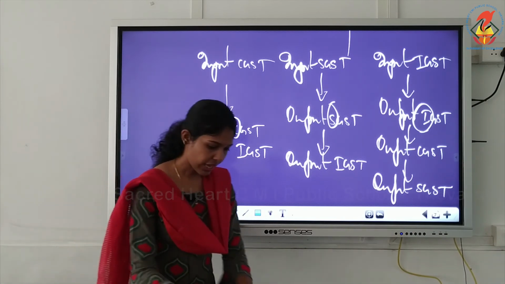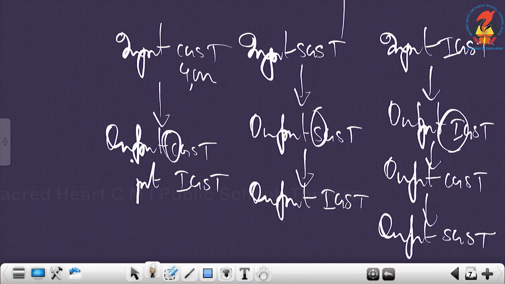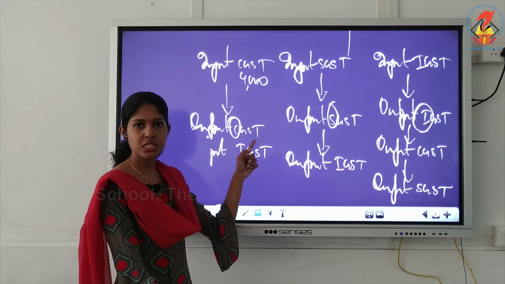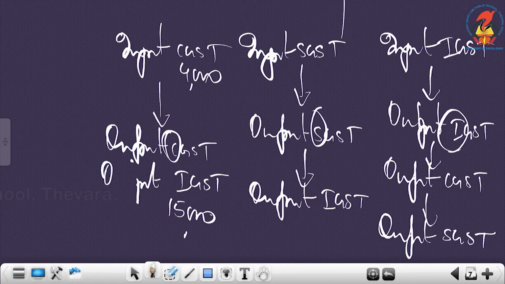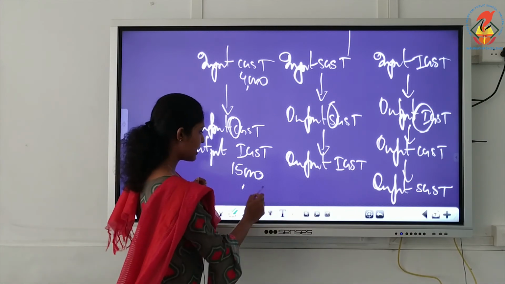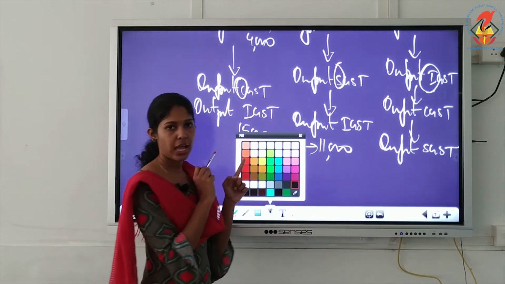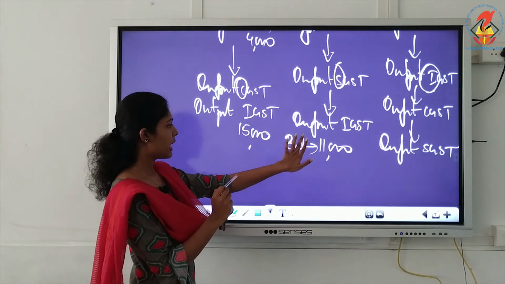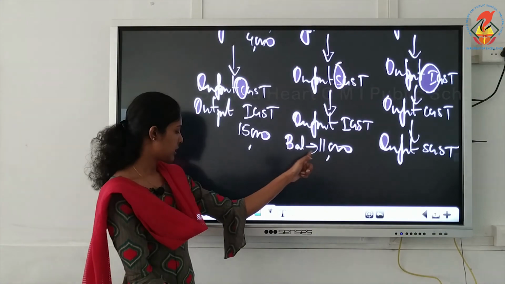Okay, now here we have input CGST, an amount of 4,000. Then see whether we have output CGST. We don't have, but we have output IGST 15,000. Okay. So from 15 you can meet this 4. There will be a balance of 11,000. Balance of 11,000 in output IGST. 15 minus 4, 11,000. There will be a balance in output IGST.